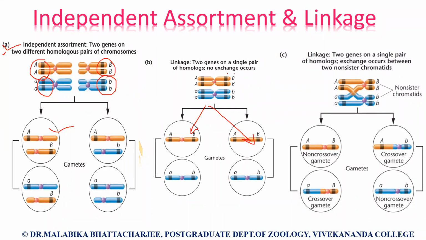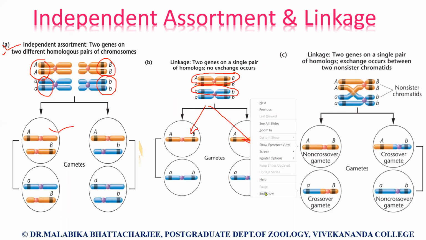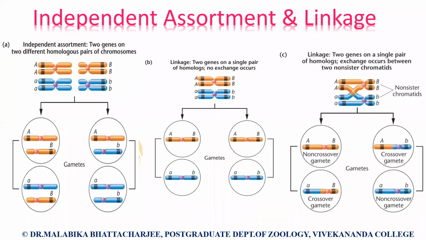So we get either a capital A, capital B combination or a small a, small b combination. So as you can see, when we get a case of complete linkage, we get only two varieties of gametes. This is one variety and this is the other variety. This case in fact illustrates that in case of complete linkage, only parental or non-crossover gametes are produced, and they are produced in equal proportions.